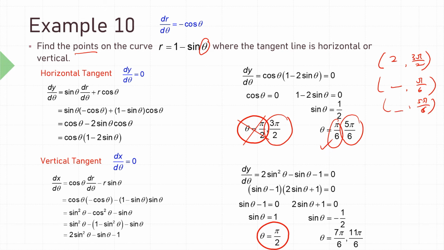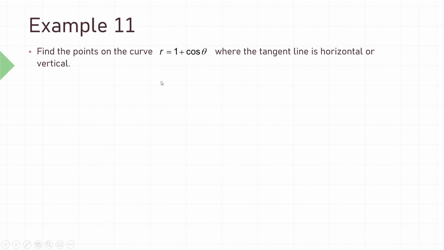That's the points where we have the horizontal tangent. For the vertical tangents, you have to find the theta, substitute it inside r here, and then you get the points in polar coordinates. That's it. Let's go to example 11 here.